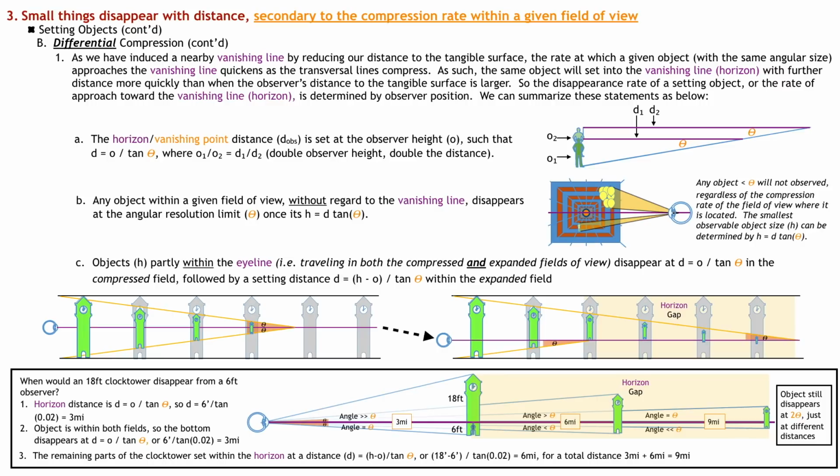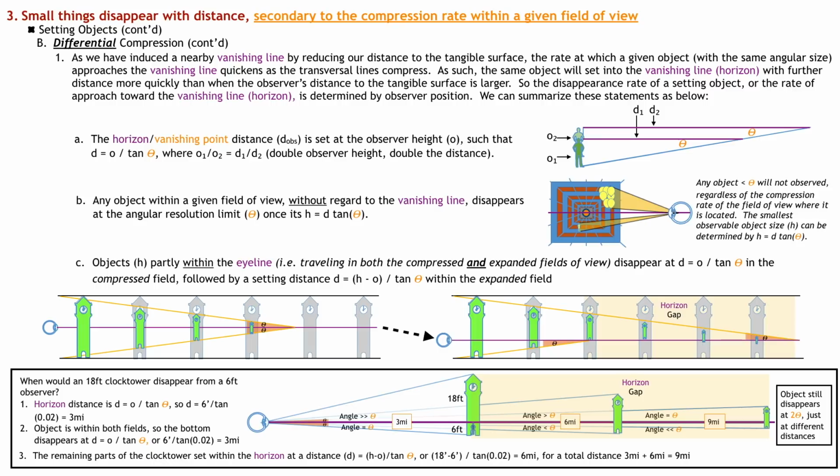So continuing on with this differential compression, and hopefully the horizon gap makes a little bit more sense now. The main thing is that if I lower my eye height to the tangible surface, I bring that lower horizon inward, and the upper horizon moves out to a further distance. So as we have induced a nearby vanishing line by reducing our distance to the tangible surface, the rate at which an object of the same angular size approaches the vanishing line quickens as the transversal lines compress. Just as that ball reached the purple line very quickly when I had a low height, those transversal lines became compressed, and the object reaches the horizon at a very quick rate when I lower my eye height.